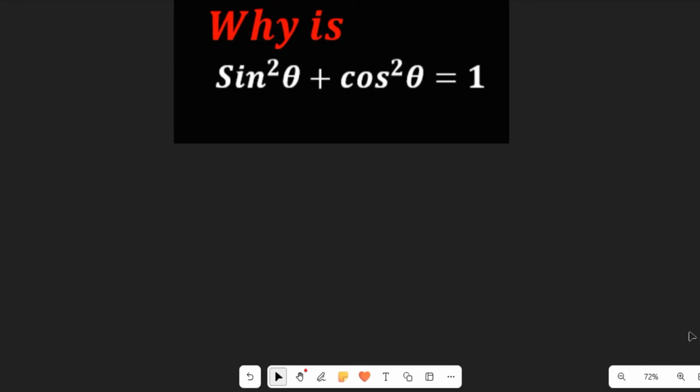Have you ever wondered why sine squared theta plus cos squared theta is equal to 1? In this video, I'm going to show you the reason why it is so. Now, consider a right angle triangle.